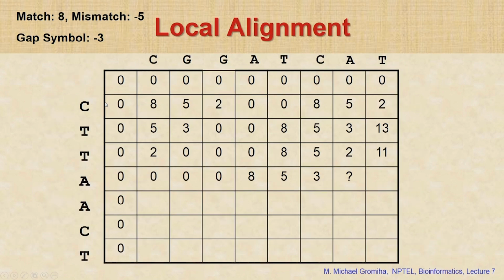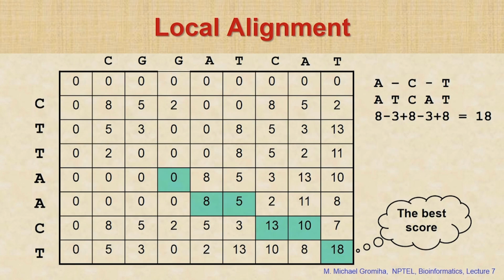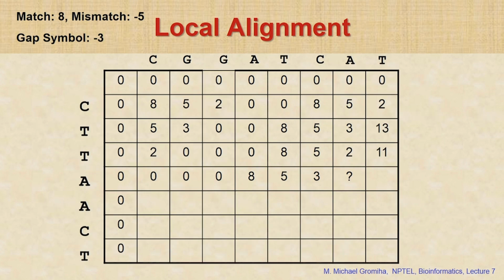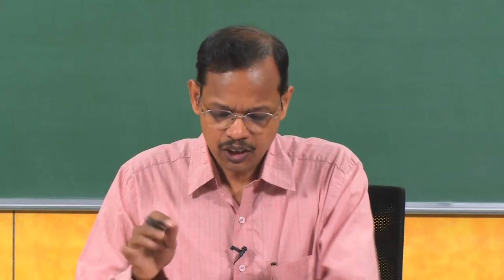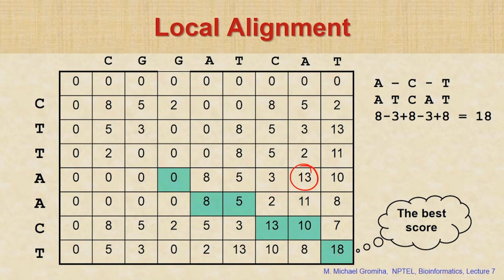What is the next one? What will come here? Next one, 5 plus 8 is 13. Right, so now we have fairly completed this matrix. Now the maximum score is 18.